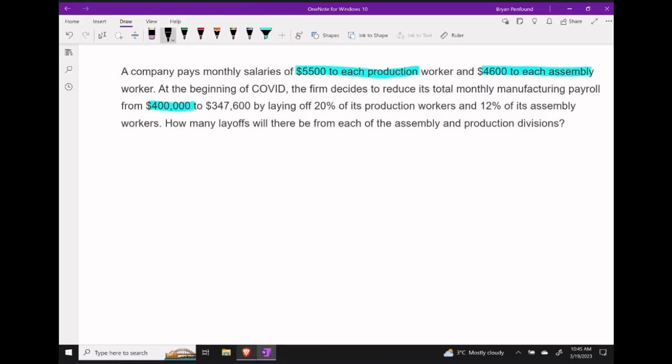respectively. Let's begin by looking at the payroll prior to the decision to lay off some of the workers. Prior to the layoffs, every production worker got a monthly salary of $5,500 and every assembly worker received a monthly salary of $4,600. The total salary paid out that month was $400,000. We could convert this into a linear equation by allowing P to represent the number of production workers and A to represent the number of assembly workers in the following way. Let's refer to this equation as equation number 1.